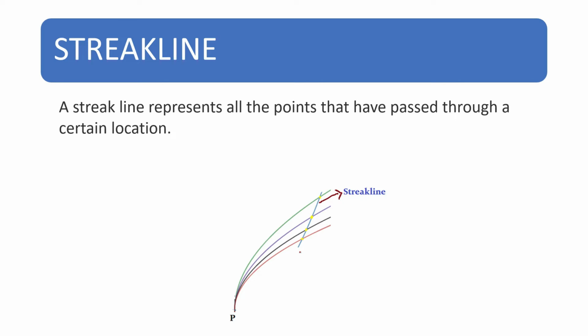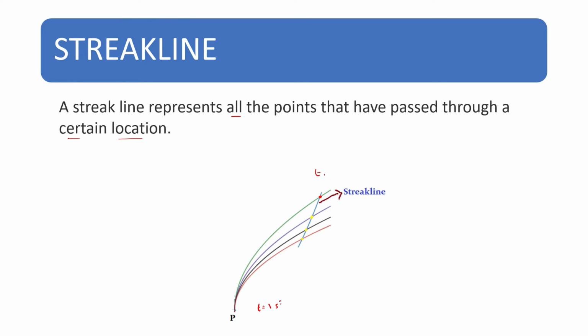And let us see what is a streak line. A streak line represents all the points that have passed through a certain location. So let us take a point P. At t equal to 1 second, a fluid particle passes through this point. At that time, there was a velocity, so this fluid particle traces a path like this. Finally, it reaches here, at a particular time.